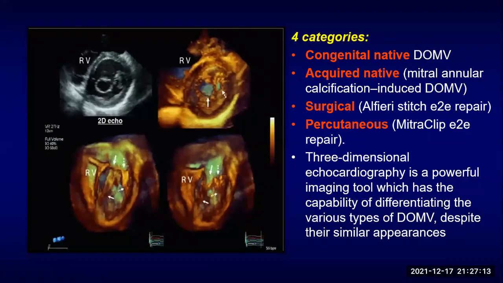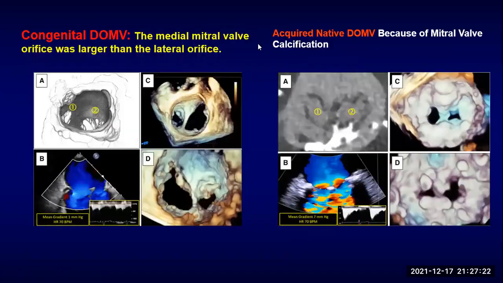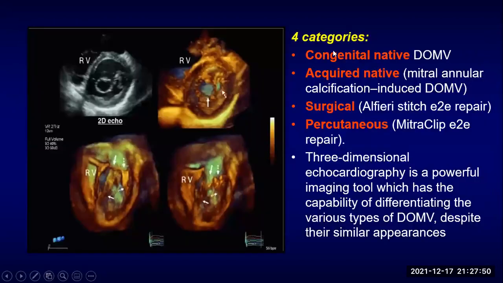We have several categories of the double orifice mitral valve. We have the congenital native one. Okay, with this anomaly, if you look here closely, you can see that we have asymmetrical orifices. One medial orifice, which is very large, and one other lateral orifice, which is smaller. This tells us that it is a congenital double orifice mitral valve. If you look at the other categories, we have the acquired native valve.